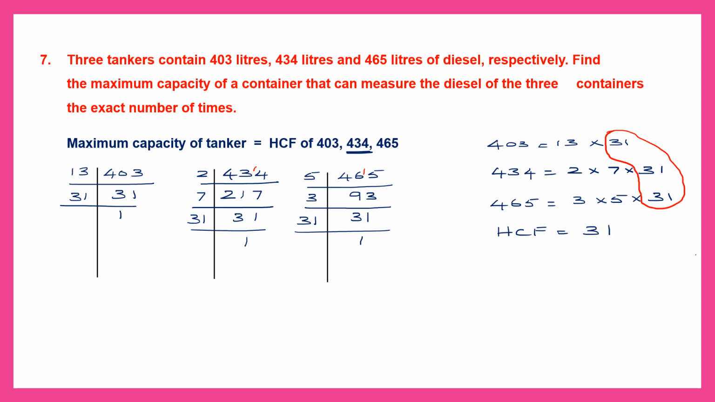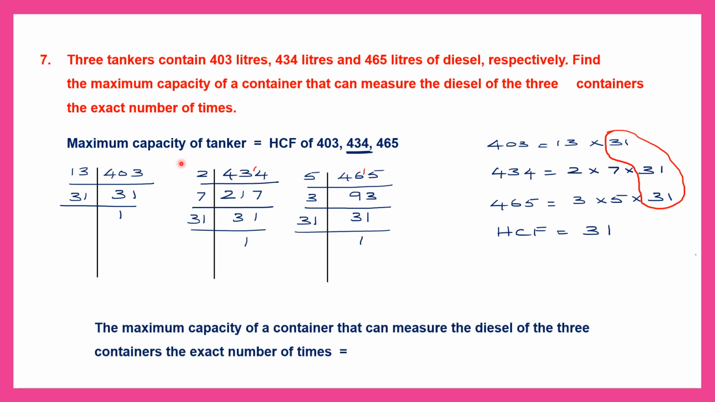And what did we say is the HCF? It's the maximum capacity of the tanker. Okay, so let's write that down. The maximum capacity of a container that can measure the diesel of the 3 containers, the exact number of times is 31. So this is 31 liters.